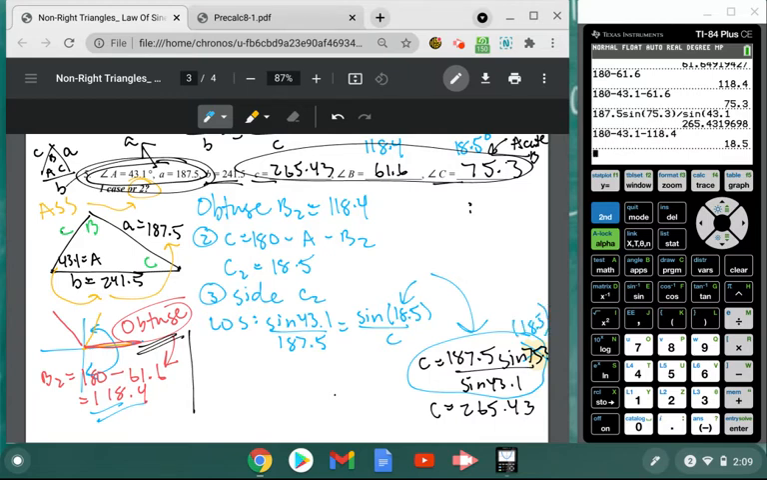That's going to be 18.5. Okay, so I'm going to arrow up and grab that calculation. There it is, and hit enter. If you're not able to do that, hit clear, and from here I'm going to edit.